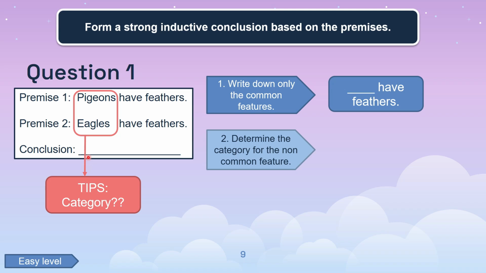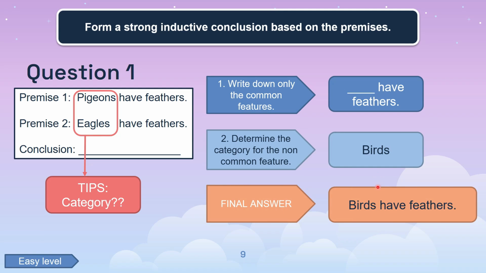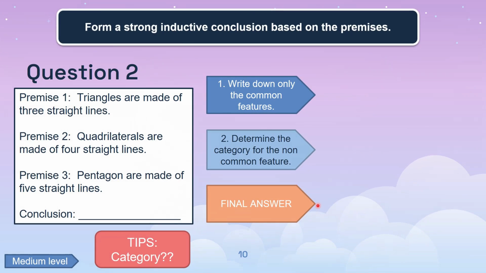Pigeon and eagle are birds, so we can say that this category is birds. Then we write down the final answer: birds have feathers. This is the strong inductive conclusion. This is the easy level only. Now we take a look at the medium level.